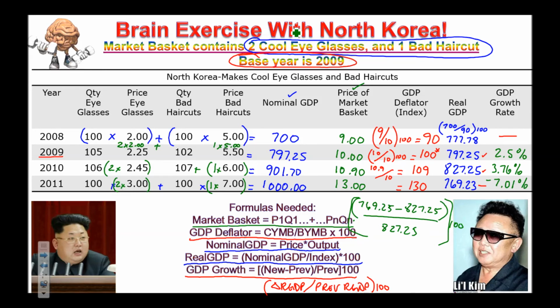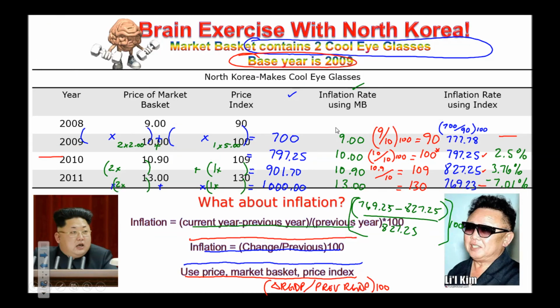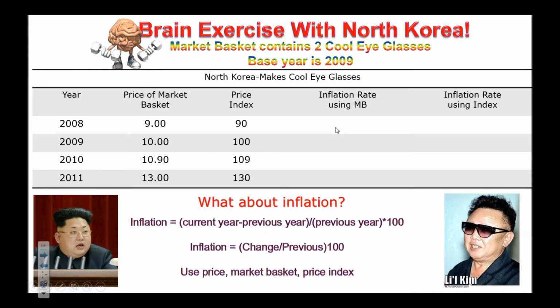Okay? So that's how we calculate nominal GDP, market baskets, GDP deflators, also known as index, and then real GDP, and then we use the real GDP to determine how the economy is growing. If it's growing, that's a good thing. If it's shrinking, that's a bad thing. Okay? So now we're gonna continue this, and now we're going to calculate inflation rates.